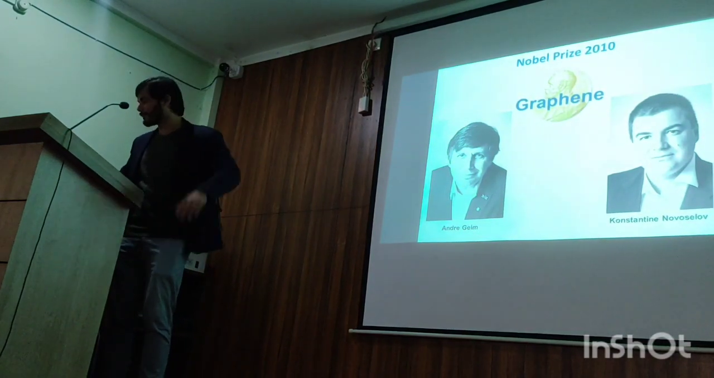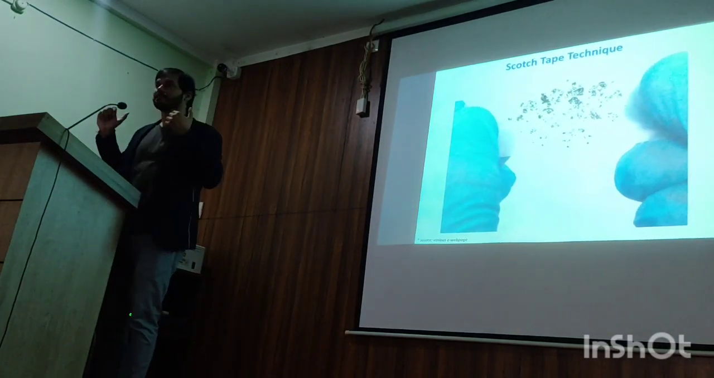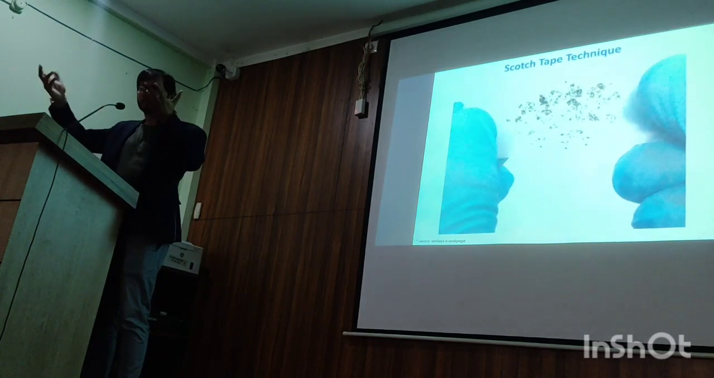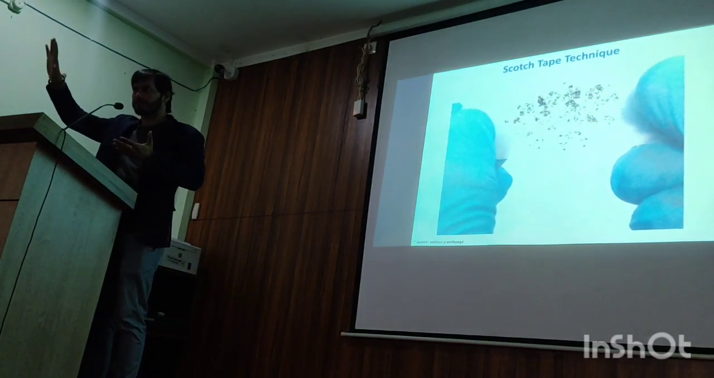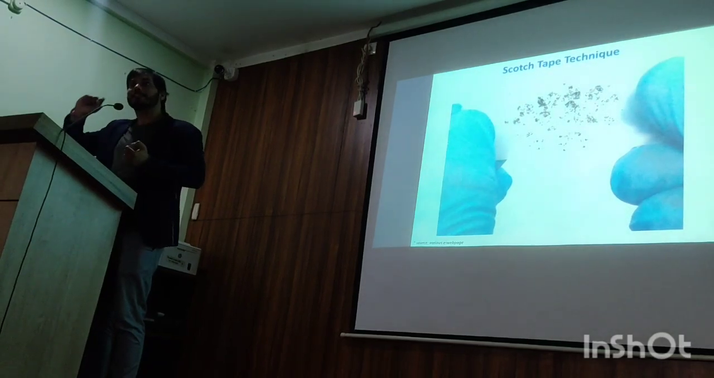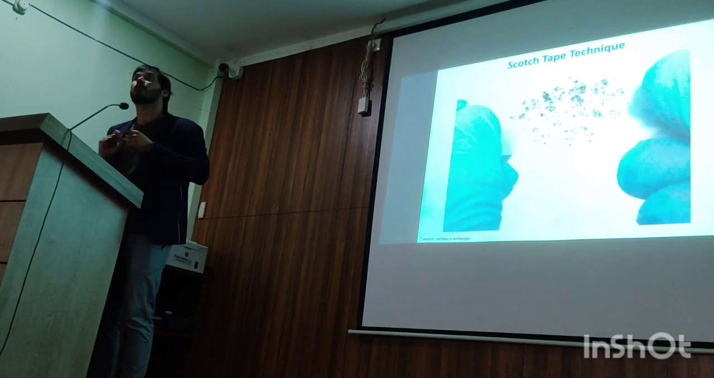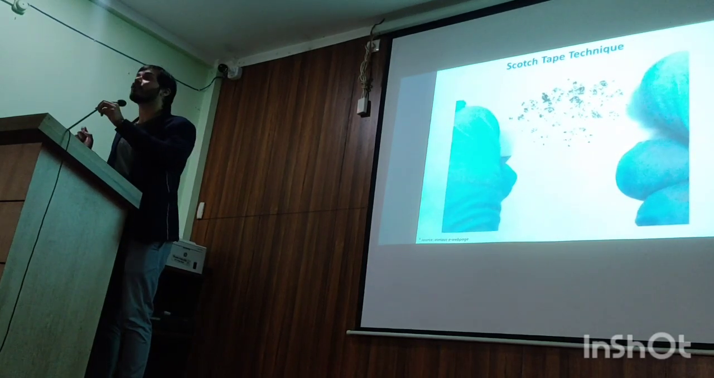Okay, let us move to our business and to the talk. How did they get the Nobel Prize? They actually got graphene from graphite. They used a method, and the surprising thing is that the method is very simple. It is known as the Scotch tape technique. What is the Scotch tape technique?